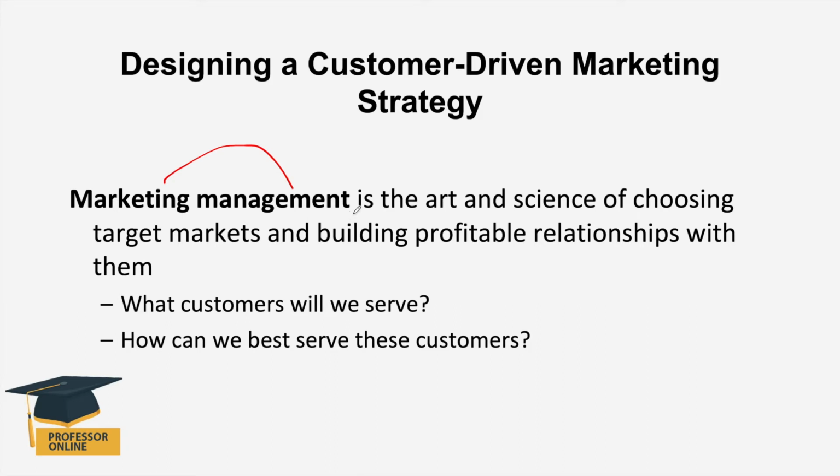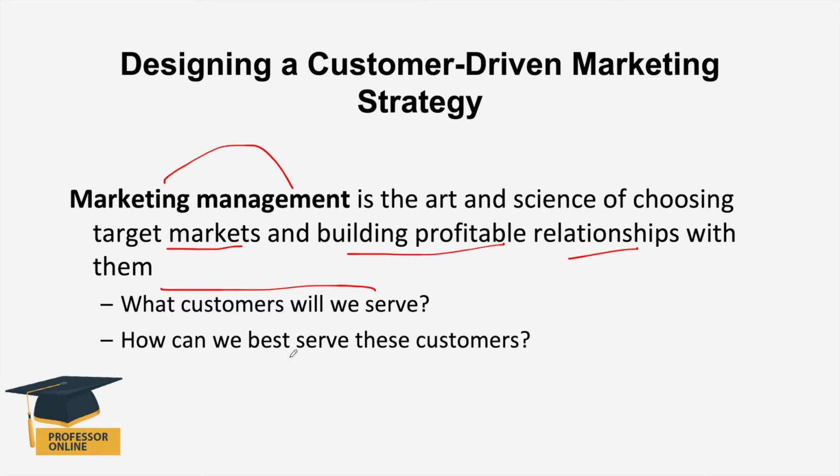Now, marketing management is the art and science of choosing target markets. That's a keyword which you need to understand, and building profitable relationships with them. Who are them? These are the customers which we are talking about here. So the target markets actually mean that you need to find out what customers we will serve as an organization. Do we need to serve customers from, for example, rich countries, from first world countries, or do we need to sell our product into third world countries or second world countries? We need to decide and focus on that, and that is called marketing management. That is called setting the target markets.